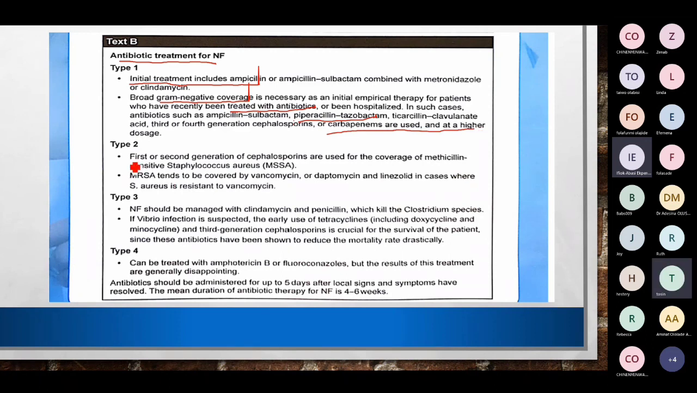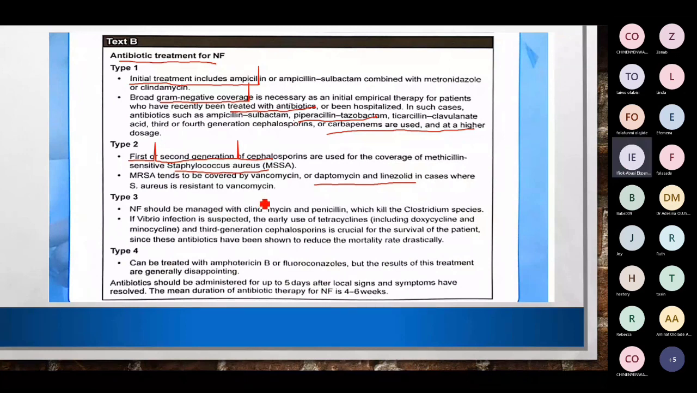So for type 2, I can see first or second generation cephalosporin. I can also see an organism pathogen mentioned here, which was Staphylococcus aureus. Mentioned here. And as well, I can see daptomycin and linezolid. I can see that here. Next thing, I can see my type 3 coming back here.